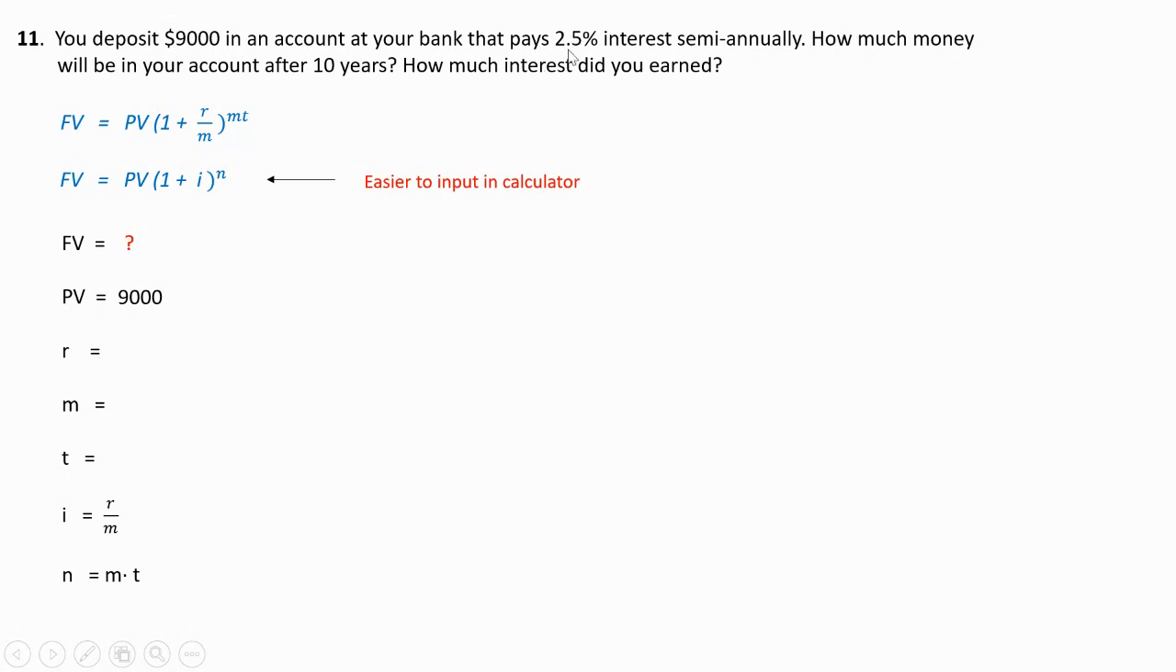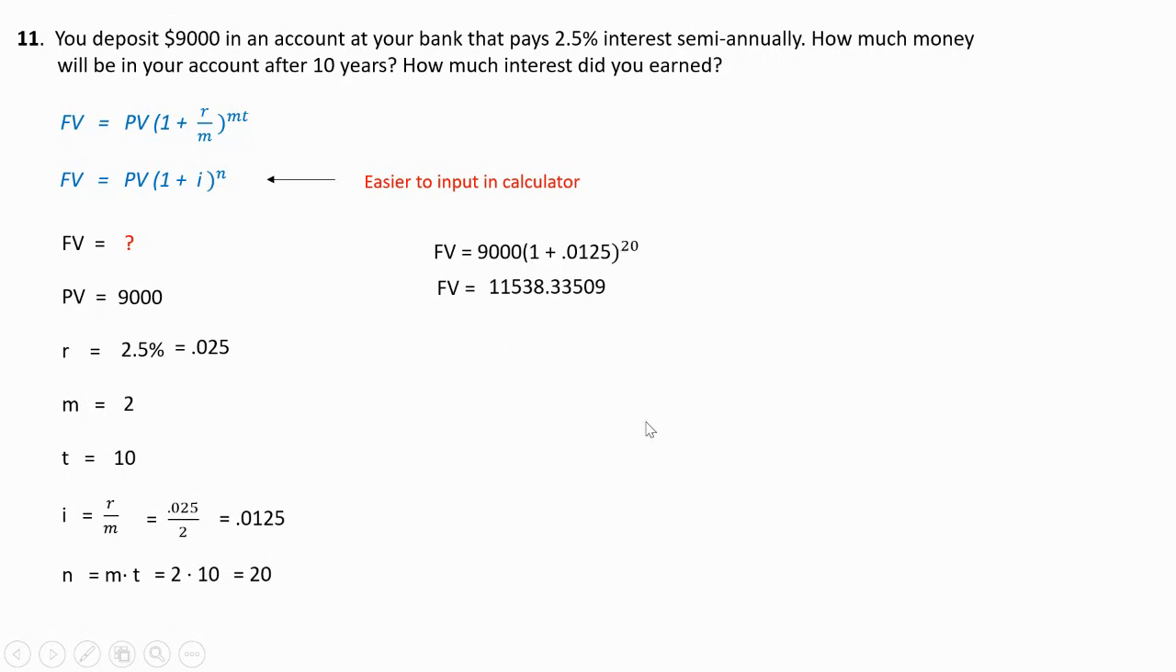So my PV is 9,000. My interest rate will be 2.5%, but we have to put it into a decimal, so it'll be 0.025. And my M is how many times it's compounded per year. The word semi-annually means 2. My time is 10 years. So the I will be R divided by M, which would be 0.0125. And my N is equal to M times T, which is 20. So all we do is plug into the calculator, guys. Very simple. We plug it in just the way it is.